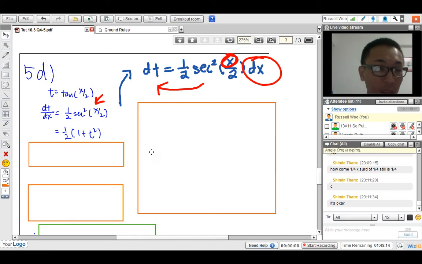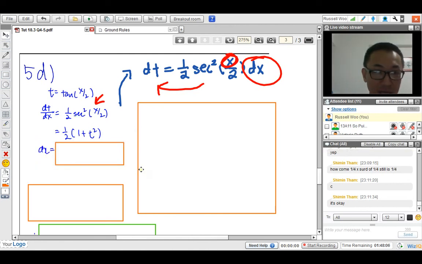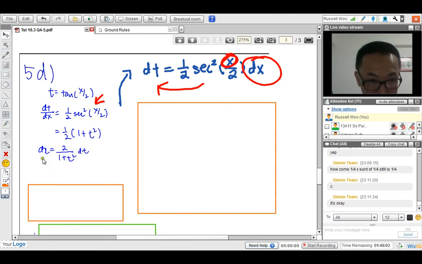Okay. So now I can do a proper substitution and say dx equals what? I can go back to my expression and say, oh, dx equals 2 over 1 plus t squared dt. So now I can wholesale substitute dx.